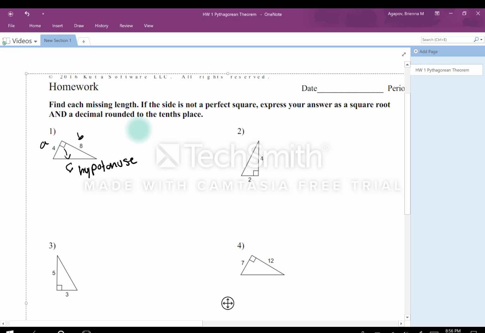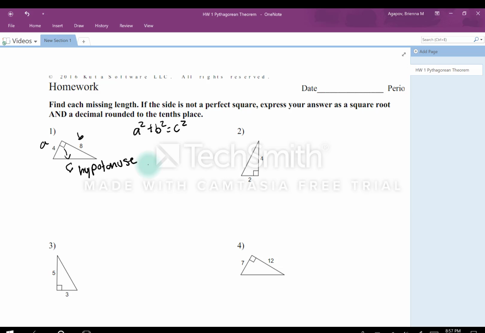According to our class notes, the Pythagorean theorem is A squared plus B squared equals C squared. So if we know two of the side lengths, then we can solve for any of the unknown lengths. Right now we're given A and B, so all we have to do is substitute them in. I'm going to substitute 4 in for A and 8 in for B. I'm going to erase this hypotenuse because it's in my way. So what you're going to end up having is 4 squared plus 8 squared equals C squared.